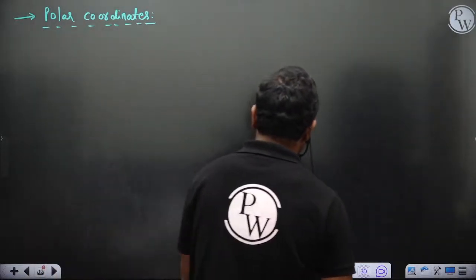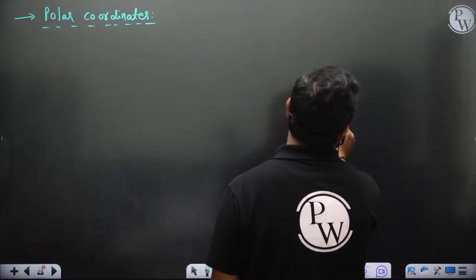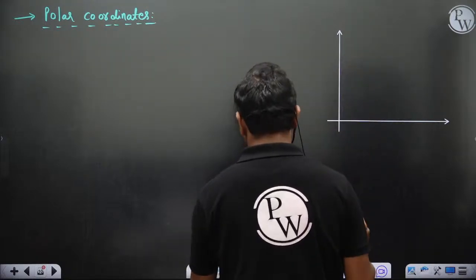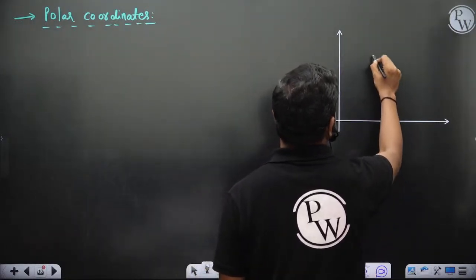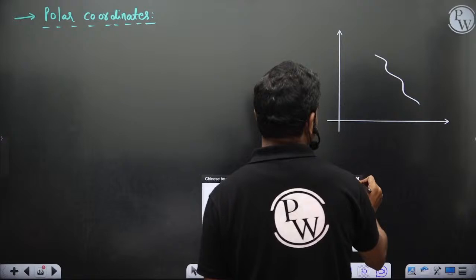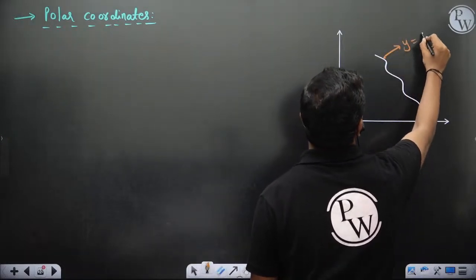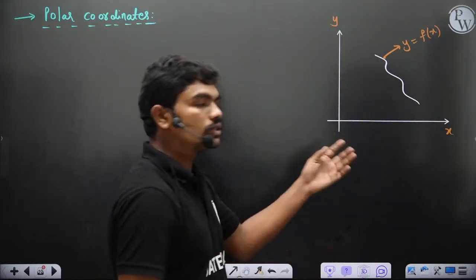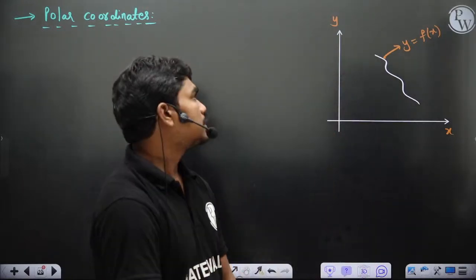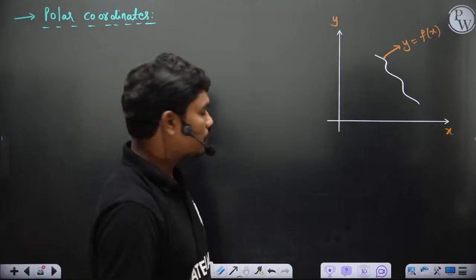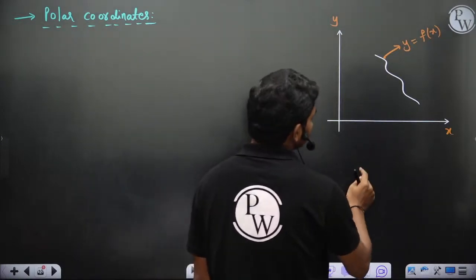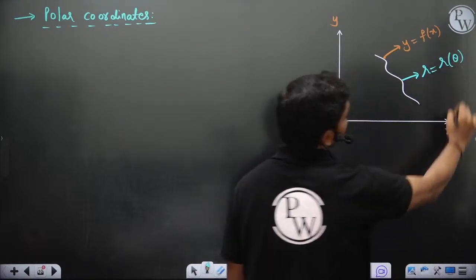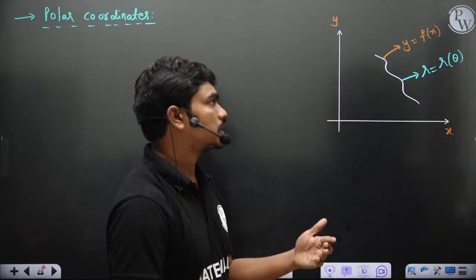Okay, polar coordinates. So let's see this. Normally if you have a curve, so let's say you have some function like this, for example. So this is y is equal to f of x, so this is x and this is y. Once you keep changing the values of x, the values of y keep changing. Then this function can also be mentioned as r is equal to some function of theta. So radius is basically some function of theta.